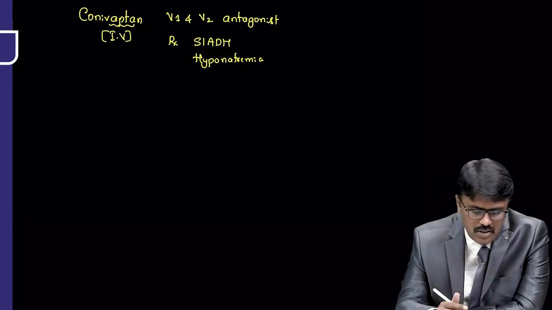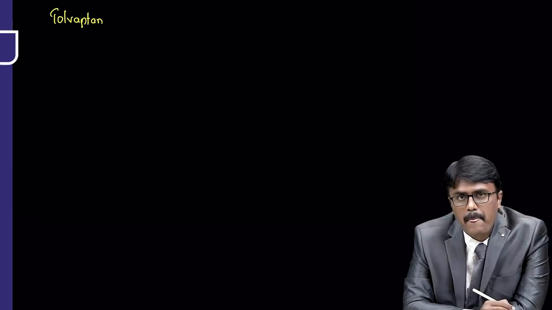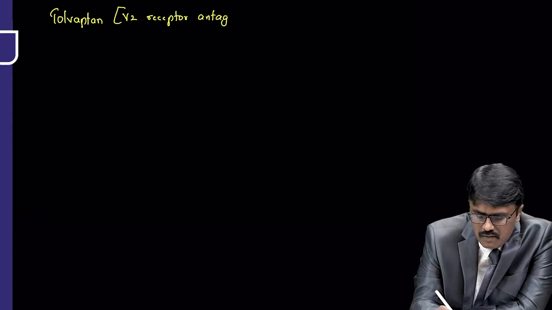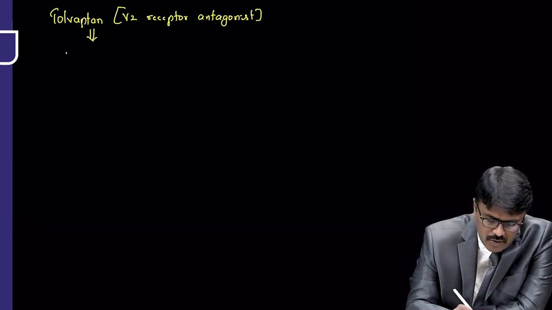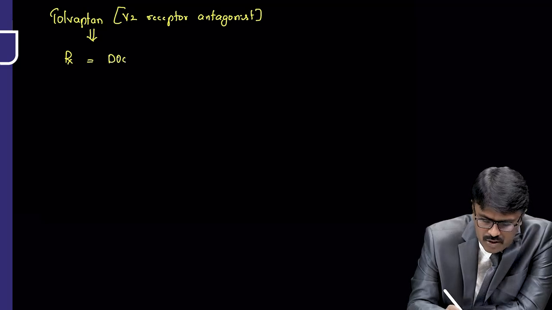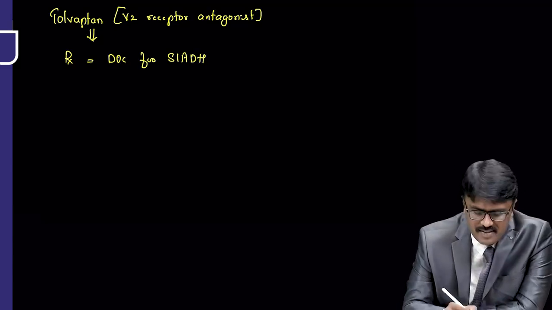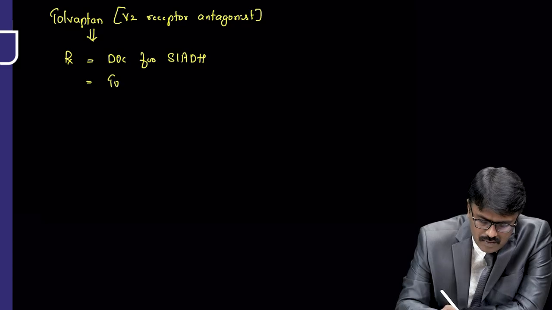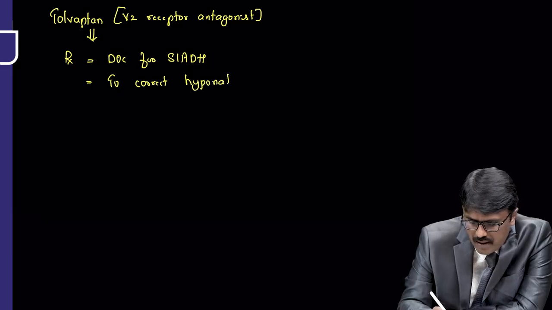One important drug which is very much trending is tolvaptan. Very important drug. Please mark this. Tolvaptan is a specific V2 receptor antagonist. Now this tolvaptan is used for, number one, it's a drug of choice for SIADH. Then tolvaptan is also used for one more condition, to correct hyponatremia in CHF patients.